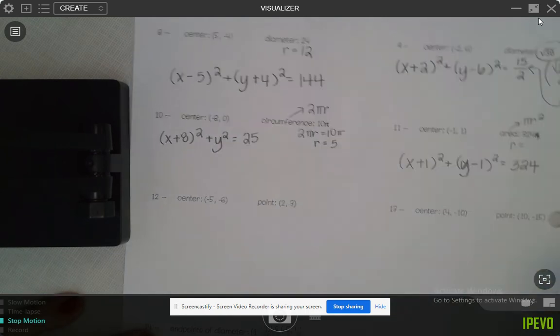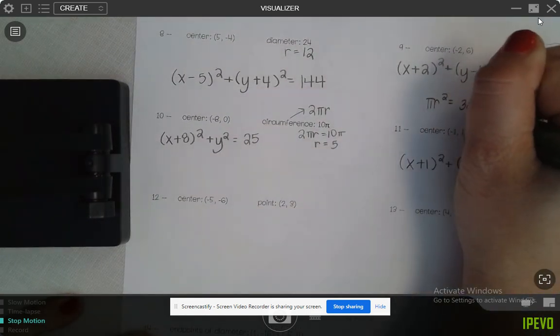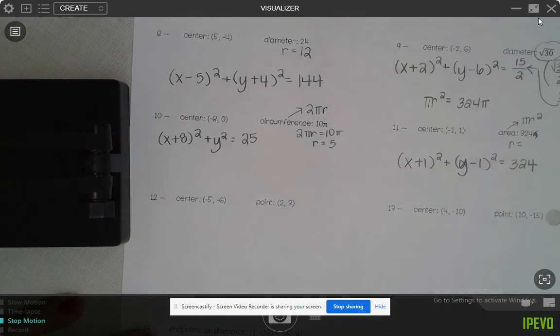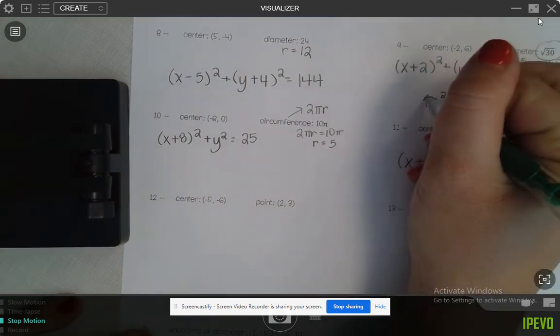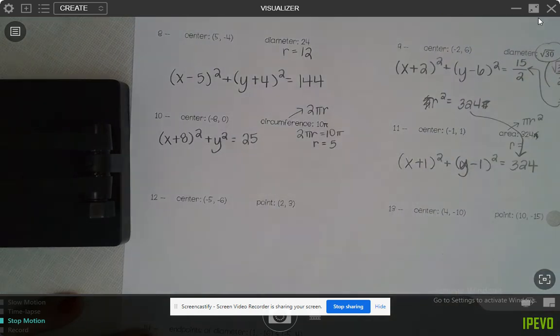You would set up the equation that is pi r squared equals 324 pi. Yeah? And then the pi's cancel because you divide them. And r squared is exactly what you need for the equation.